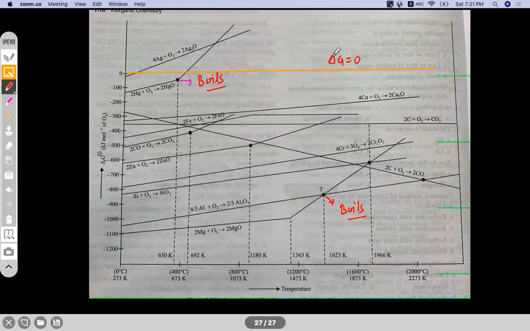And when delta G becomes positive, the oxides become unstable and dissociate into the metal.